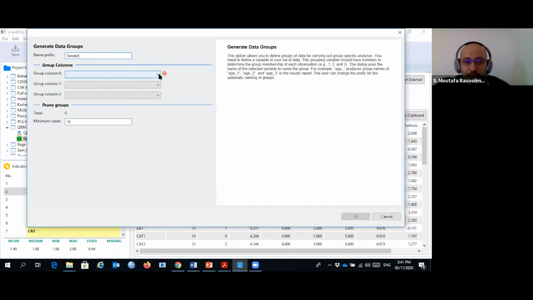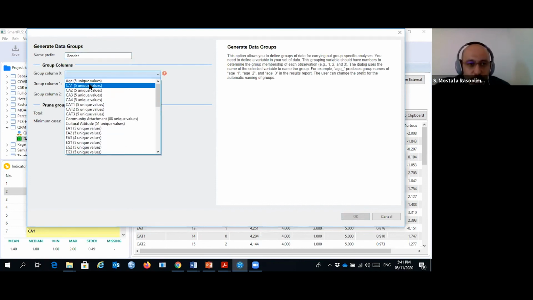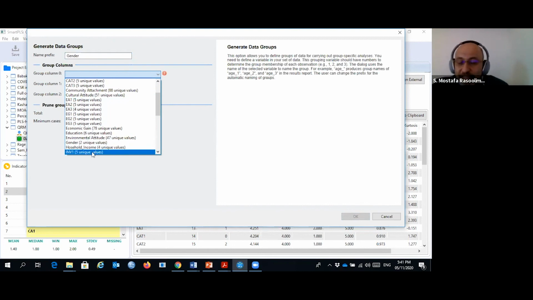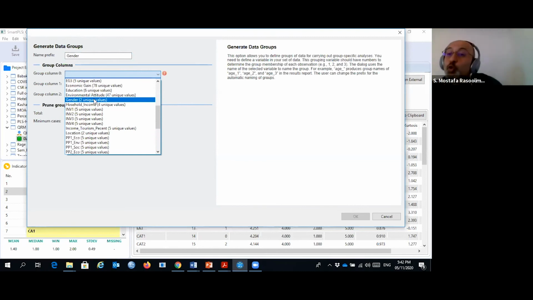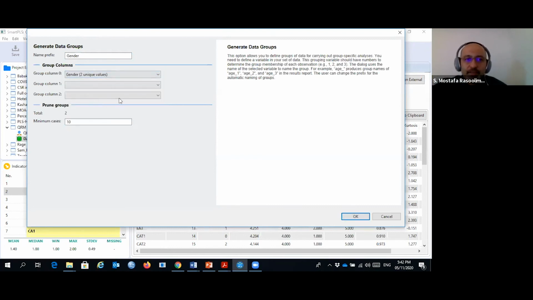In the first column, when you click, you can see different variables here that you can do grouping based on, if you have a categorical variable. But I want to group based on gender. In gender, I have two values, so this grouping will be done based on these two values. So if we choose gender, we will have two groups, right? So we click on gender.